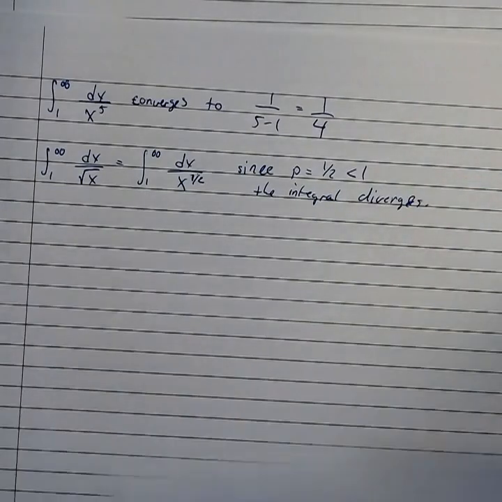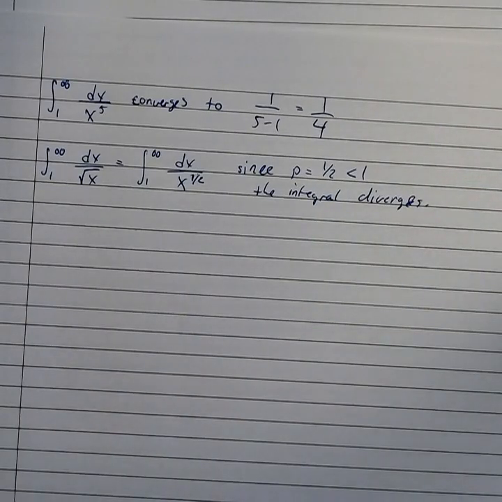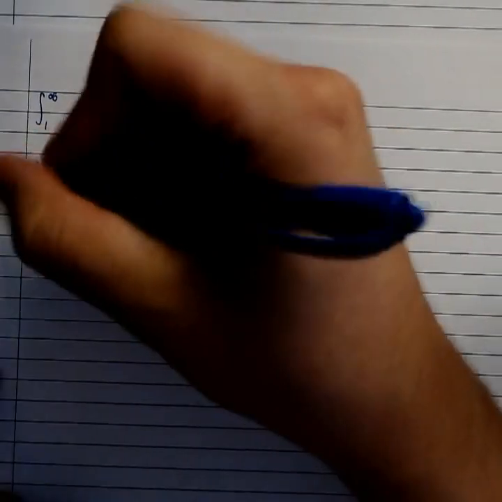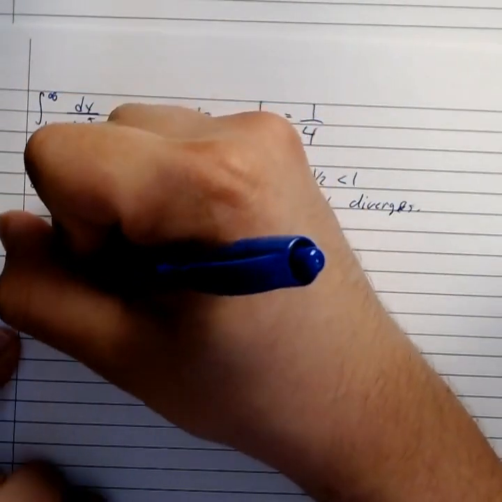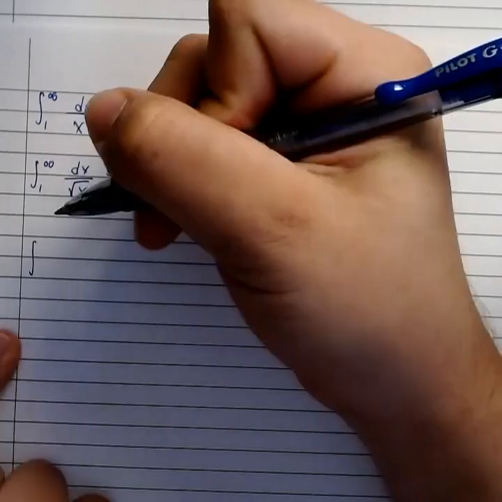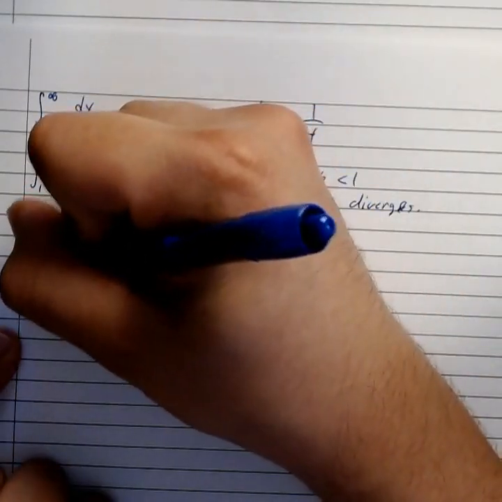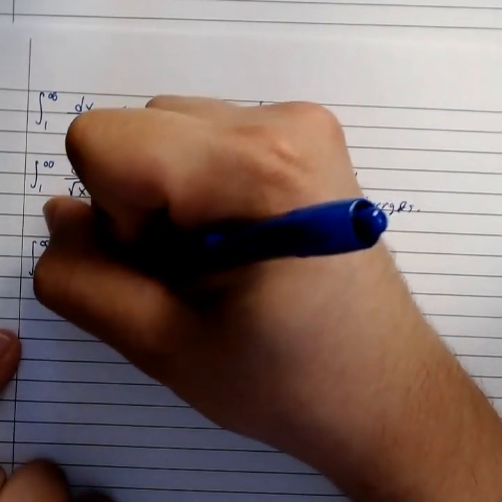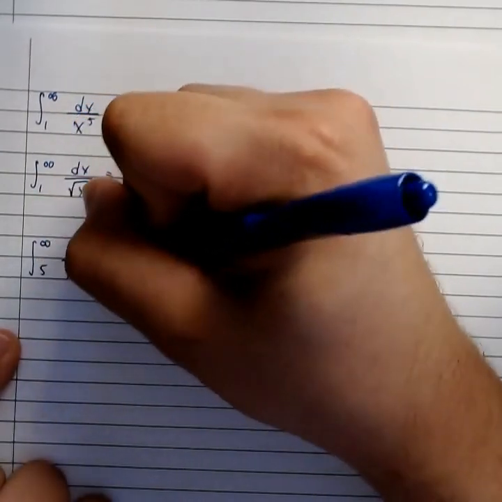You might say that seems really limited. I mean, it has to be specifically from 1 to infinity. Well, yes, but you can get clever with it. For example, you might say, I want to find the integral from, let's say, 5 to infinity of dx over x to the 3rd power.